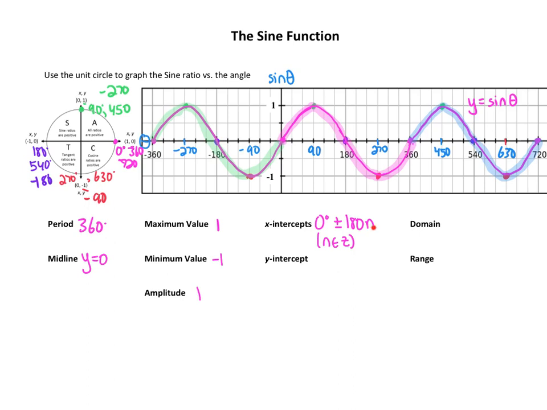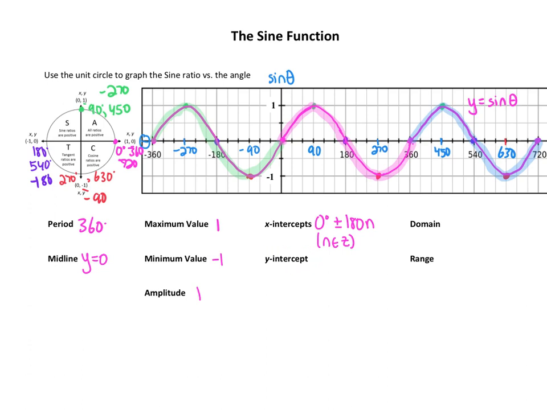So n is an element of integers, so it can be positive or negative numbers, and n can also be 0. So when n is 0, 180 times 0 is 0, so our first one is 0. When n is 1, you get 0 plus 180, so 180 degrees. When n is 2, you get 0 plus 180 times 2, which is 360 degrees. When n is -1, you get 0 plus 180 times -1, which is -180 degrees. So this is just a way of talking about all of the x-intercepts.